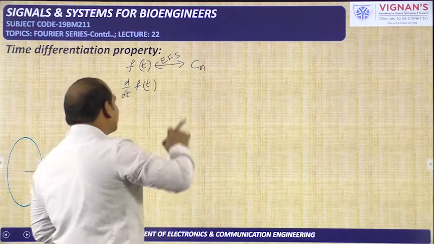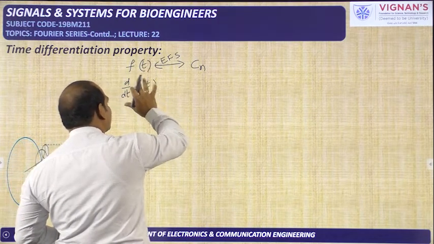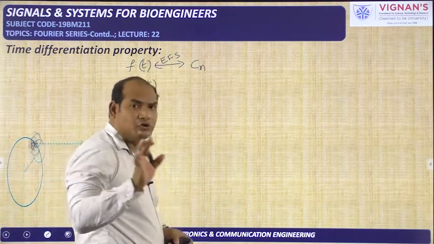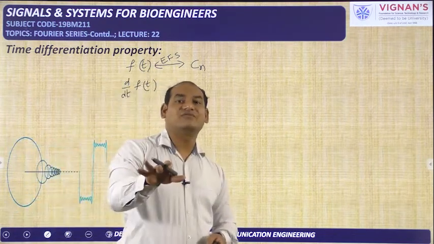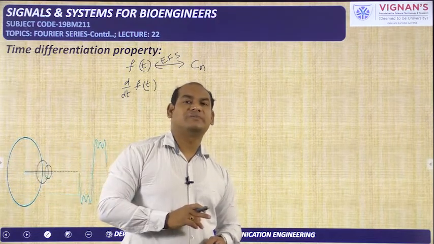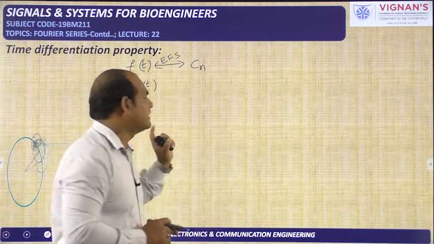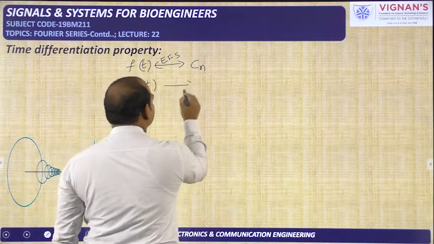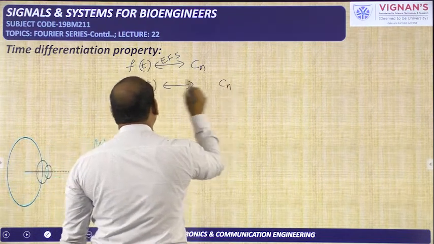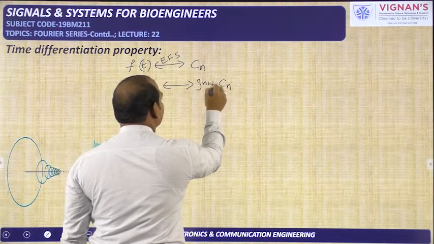So you do not need to calculate the coefficient for d by dt of f of t separately. If you know the coefficient for f of t, that is enough to tell directly the coefficient for d by dt of f of t. That is the advantage of this particular time differentiation property. So simply I can write like this: f of t has the coefficient Cn, and because of one time differentiation, you need to multiply with j n omega naught.